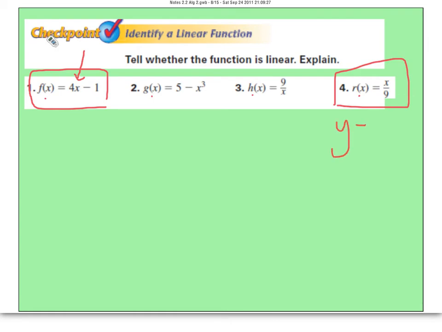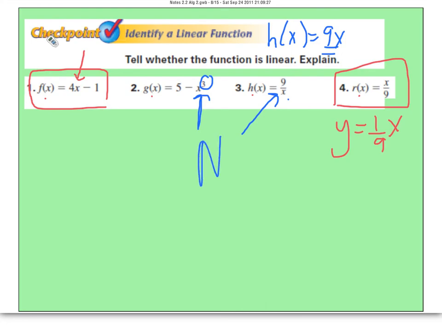This could be written as 1/9, and the x would be on the top, and that's fine. These other 2 are not linear. This one I have an issue with the cubed. And this one I have an issue because the x is on the bottom of the fraction. If the x had been on the top of the fraction for this one, such as h of x was 9x, that would be linear, but this one is not. So these 2 are not linear.